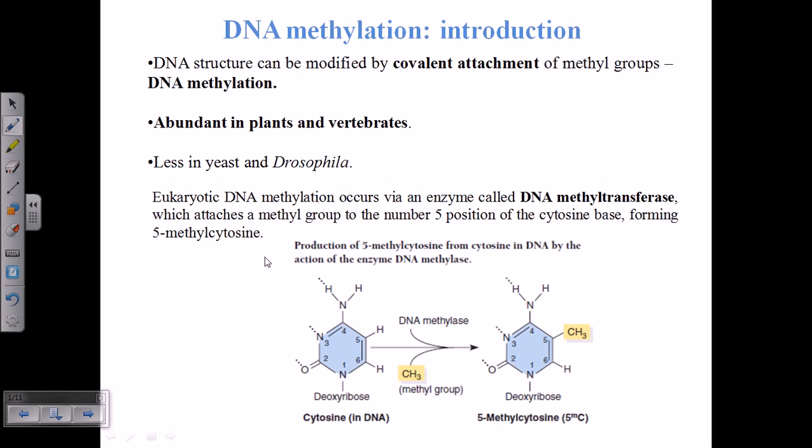Okay, so let's begin. First of all, the introductory part about methylation. DNA structure can be modified by covalent attachment of methyl groups. I remind you, this methylation, or addition of a CH3 group to either DNA or protein, leads to a covalent modification, or covalent change. That means this change is irreversible because it's a very strong covalent bond.